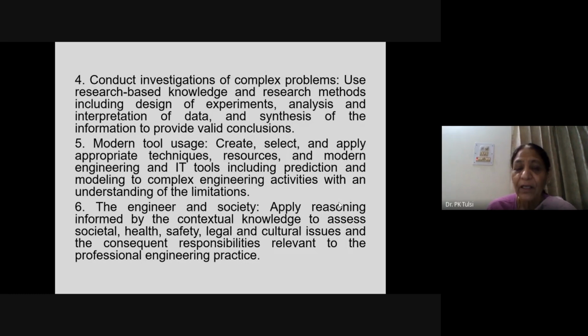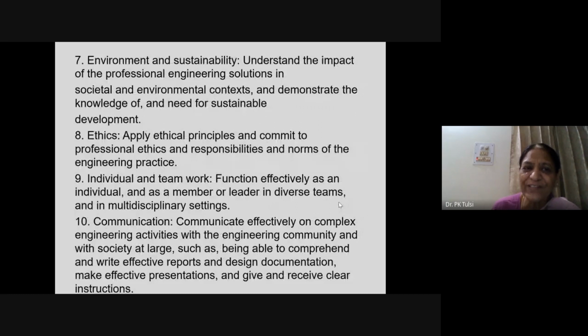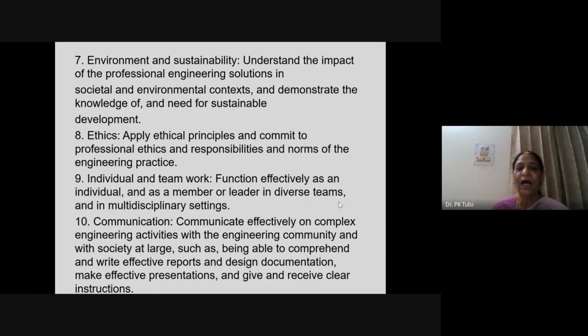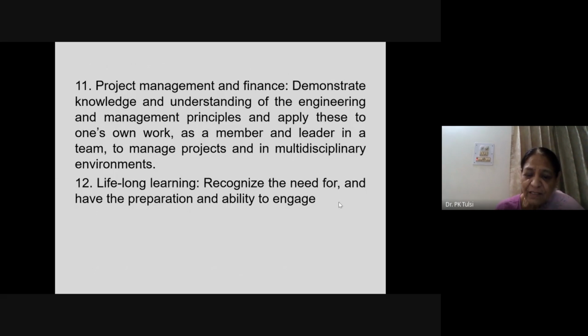If you look at 6 to 12, engineering and society, environment and sustainability, ethics, individual teamwork, communication, project management, and lifelong learning, all these are primarily learning outcomes which fall in the affective domain. They have to do more with attitudes, values, ethics, etc.